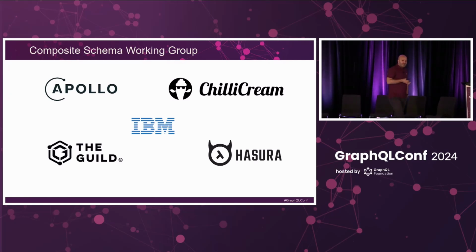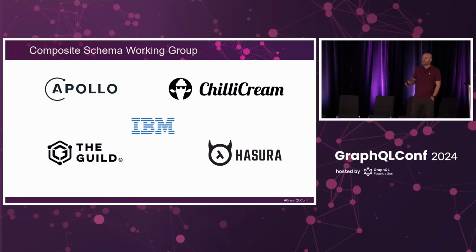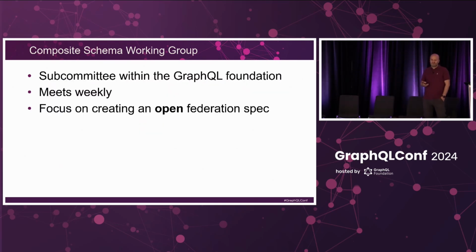The feedback we got last year from open source developers, from companies that were working in the GraphQL space was phenomenal. There were a lot of people that just wanted to get started implementing this new spec. But late last year, engineers from Apollo, from ChilliCream, from the Guild, from IBM and Hasura really got together in earnest to start on this new specification in the Composite Schema Working Group.